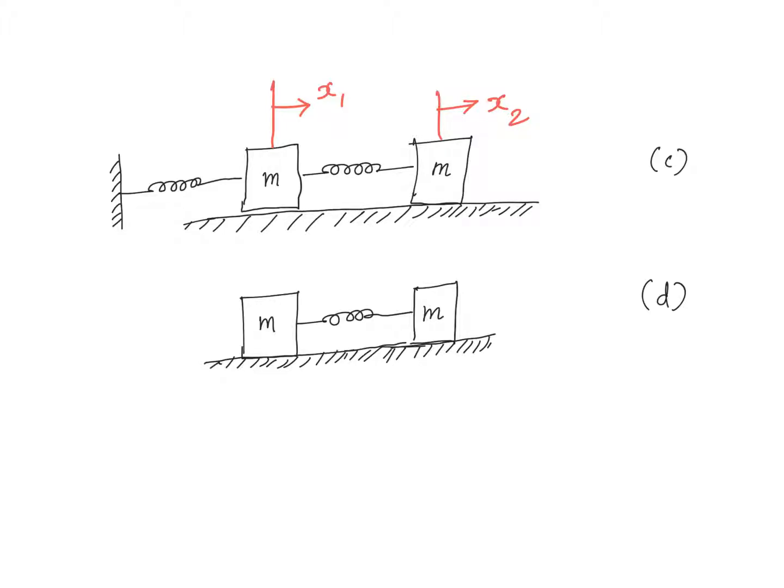Before diving deep into the mathematics, the key difference between this system and this system is that here translation is possible, rigid body translation is possible. By rigid body translation, I mean there won't be any change in the relative position of these two masses. It can translate as it is. That is one kind of motion which is possible for this system, but it is not possible for this system. Make sense? Because it is fixed in space.